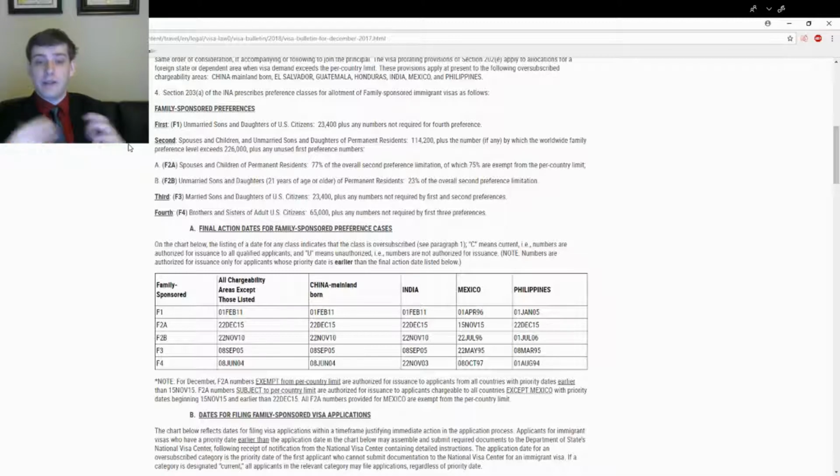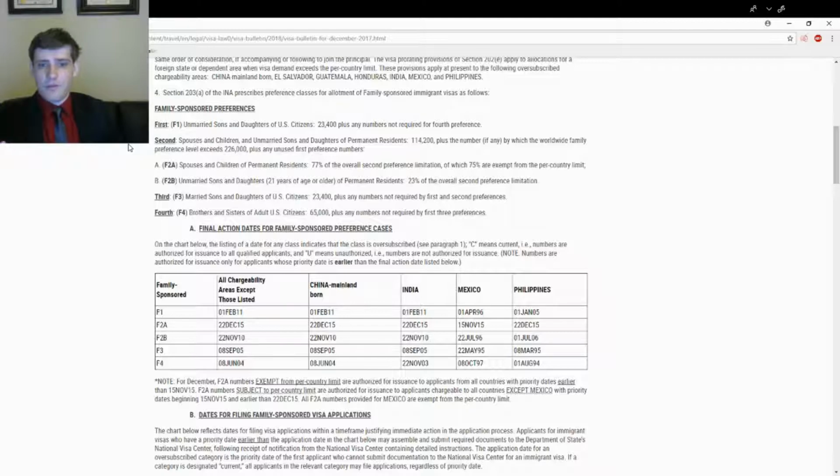Finally, you have fourth preference. These are the people that get picked last. These are the brothers and sisters of USCs. Notice that almost all of these require the person petitioning to be a U.S. citizen, or the lawful permanent resident in the case of second preference, who must petition for the family member. The U.S. citizen must petition for the son or daughter, and for the brother or sister. The permanent resident must petition for the spouse and child. The immigrants do not petition themselves. It's the sponsors who do.